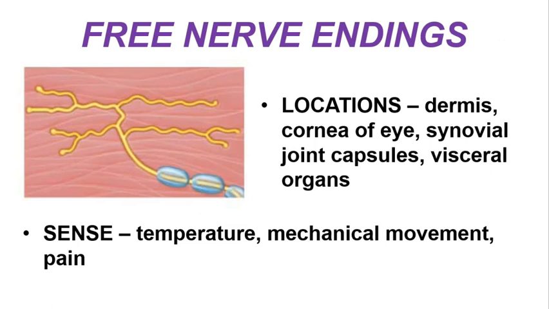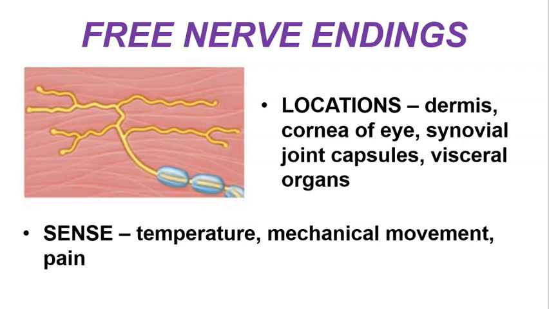Free nerve endings are simple sensory receptors that consist only of the dendrites of a sensory neuron. One benefit to this simple structure is that they can detect a variety of stimuli. The primary locations of free nerve endings are that they are found throughout the dermis, within the cornea of the eye, so that is the clear part of the eye that is just anterior to the iris and the pupil, the joint capsules of synovial joints, as well as a variety of visceral organs, such as the digestive, urinary, and reproductive system organs. The free nerve endings sense temperature.